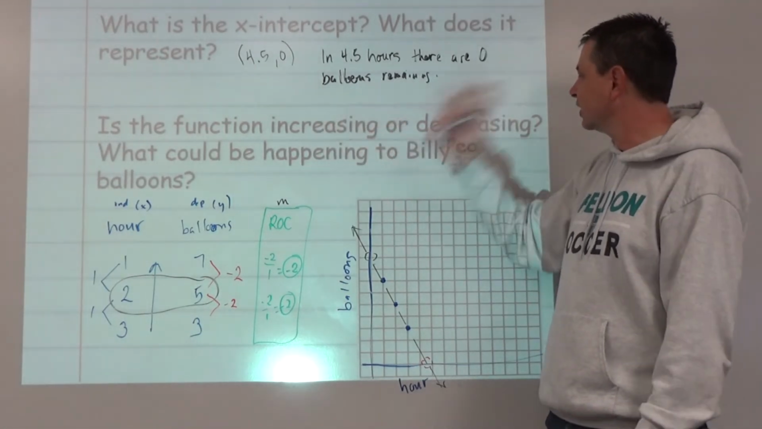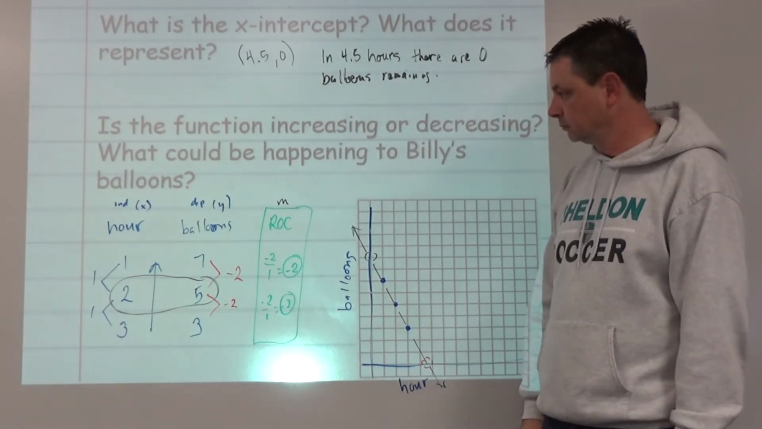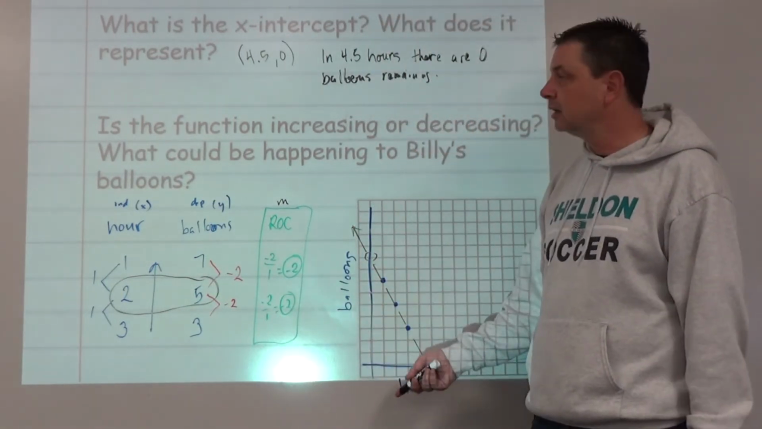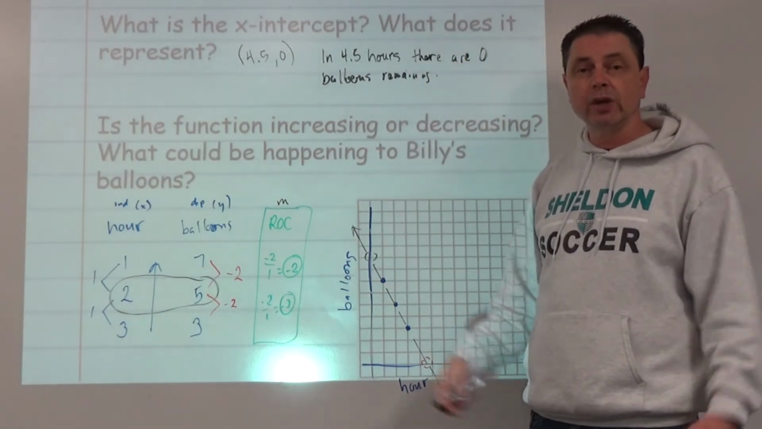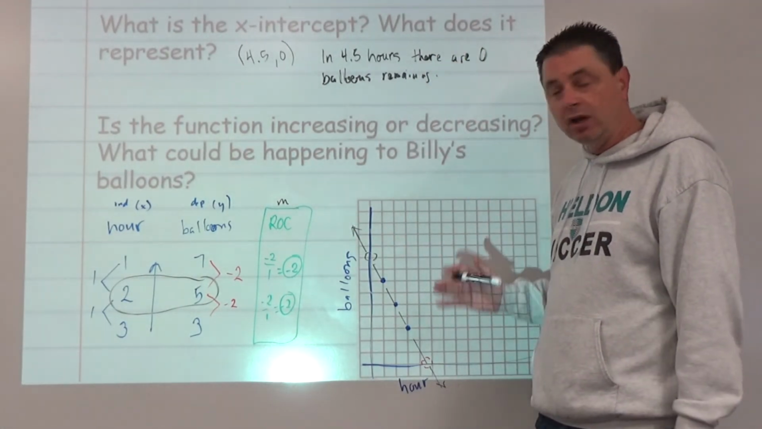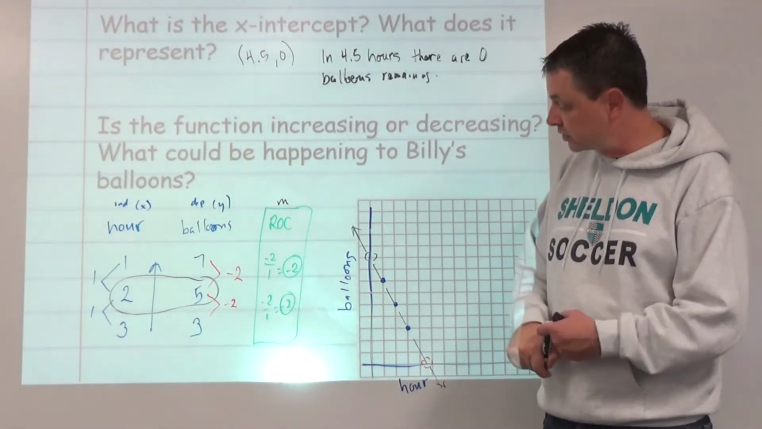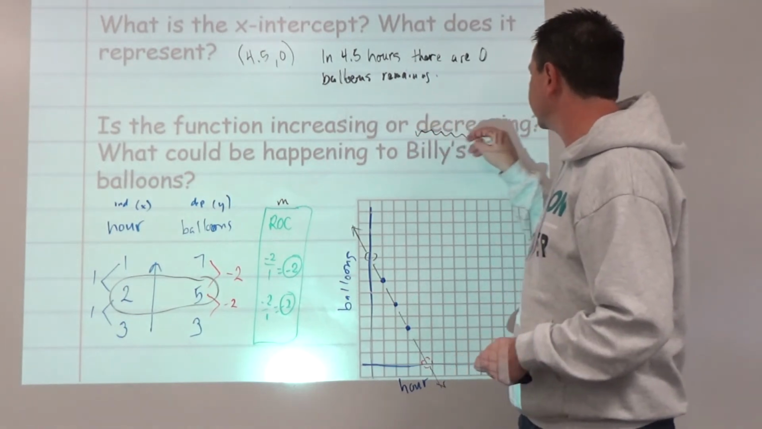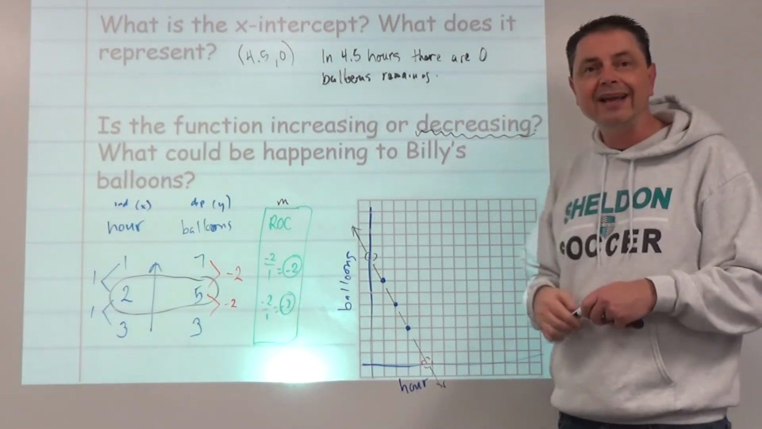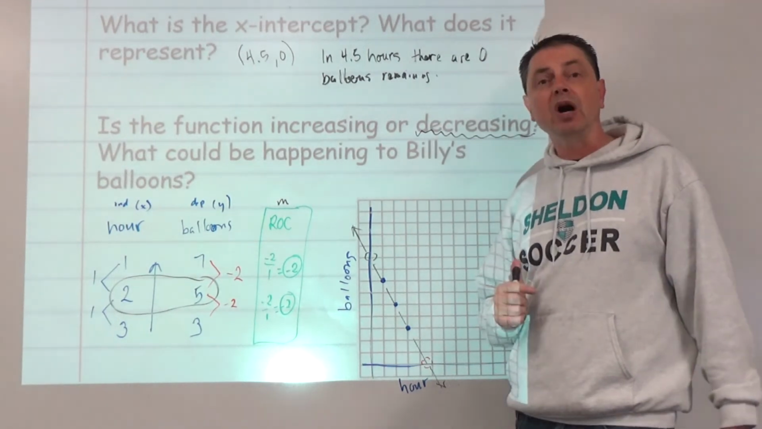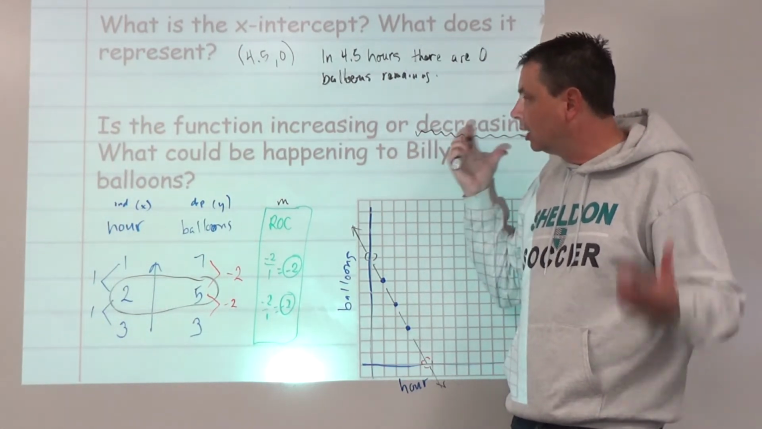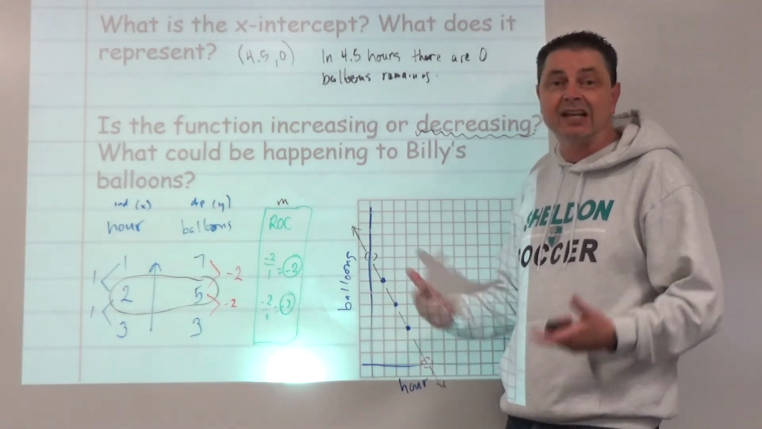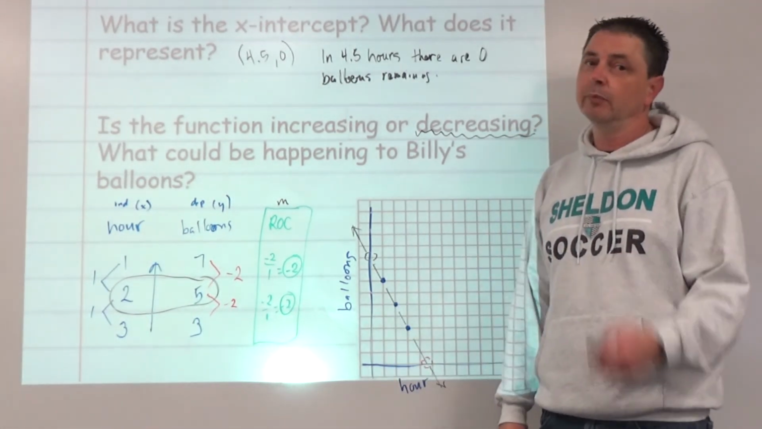Is the function increasing or decreasing? Well, you could look at your table. What's happening? You could look at the graph. What's happening? You could look at the situation. As time goes on, what's happening to our number of balloons? It's going down. That would mean it's decreasing. Why is it decreasing? Go ahead and pause the video here to think about what would cause the number of balloons to be decreasing as the party goes along. Hit play when you're ready.